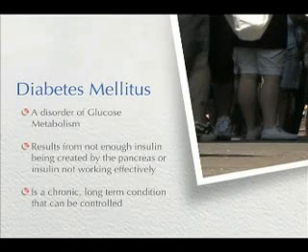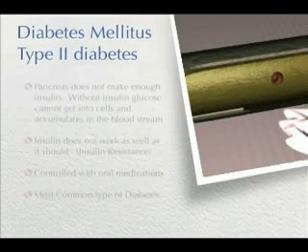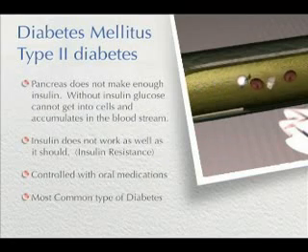Diabetes mellitus, or diabetes, is a disorder of glucose metabolism. It results from not enough insulin being created by the pancreas, or the insulin that's being created not working effectively. It is a chronic, long-term condition. There is no cure to date, but it can be controlled. There are two types of diabetes, type 1 and type 2.